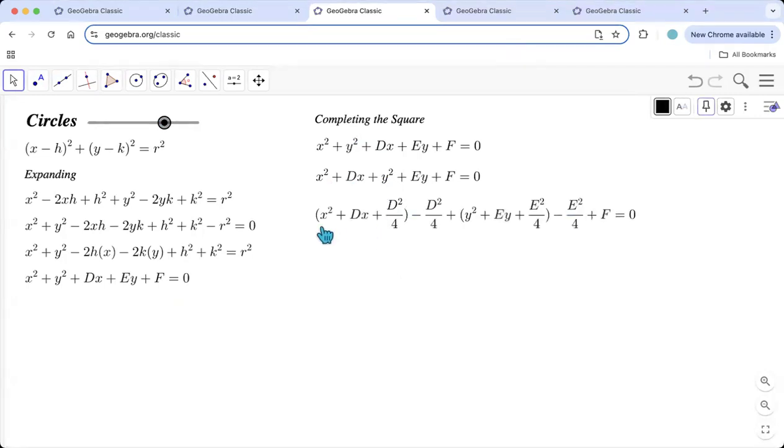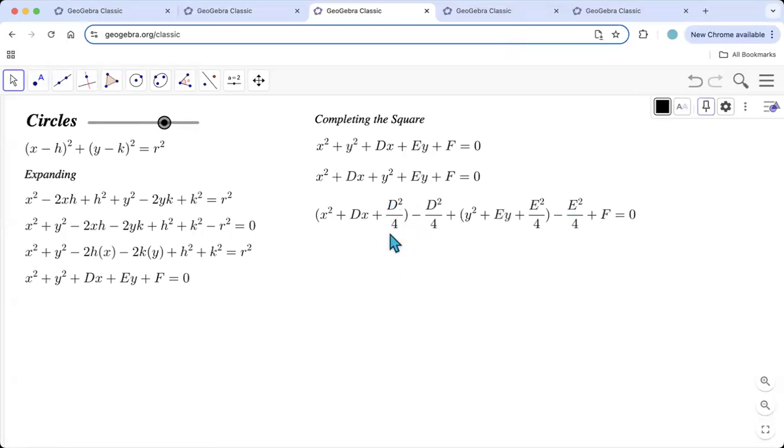Okay, I've written the same thing again. All right, what we want to do is complete the square on this now. So we're going to look at this first term. Remember, to complete the square, you half the middle value and you square it. Half of d squared, half of d all squared, I should say, is d squared on 4.